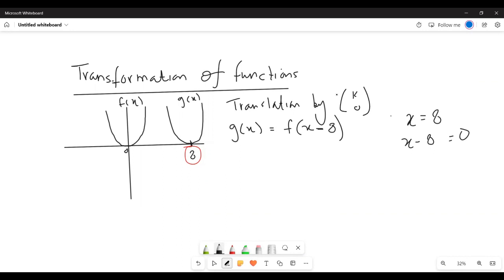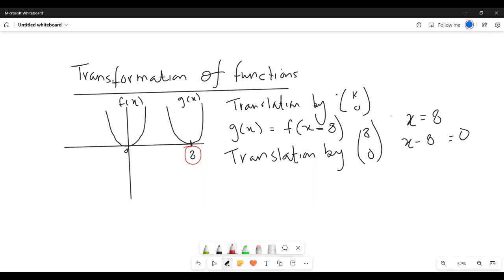And this is translation by 8 right and 0 up. It's (8, 0). Here you write 8.